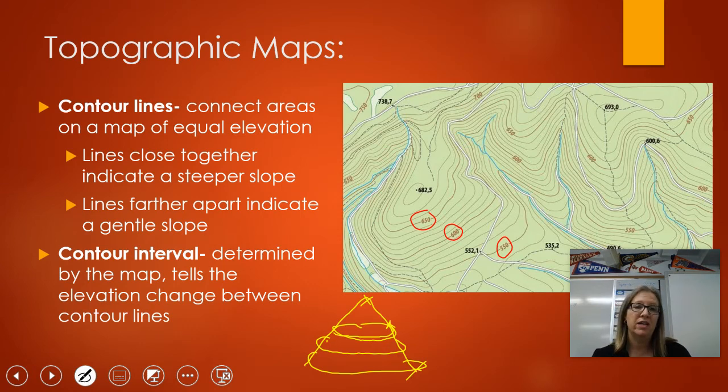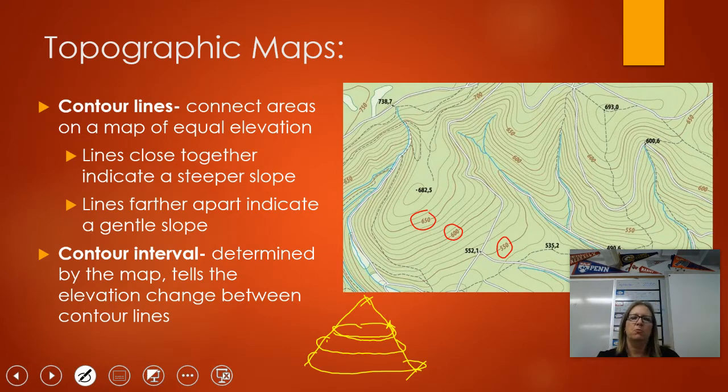If the lines are very close together, that means it's a steeper incline. It means the elevation is changing faster. If they're spread apart, that's more of a gentle slope. It's not changing quite as quickly, okay?